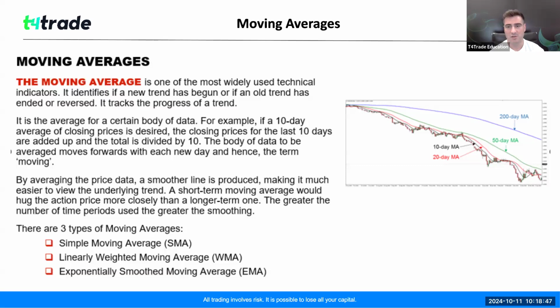So you have 10 periods, you divide that by 10. This is the simple moving average. So every value out of those 10 has an equal weight. So none of them has much more importance than the other. So this is the simple, the basic moving average, which is not the same as the linearly weighted moving average or the exponentially smoothed moving average.